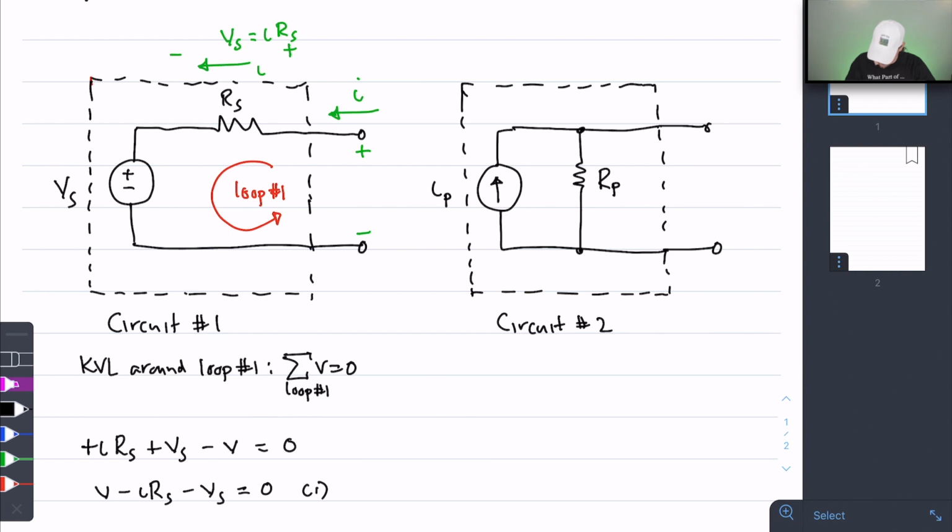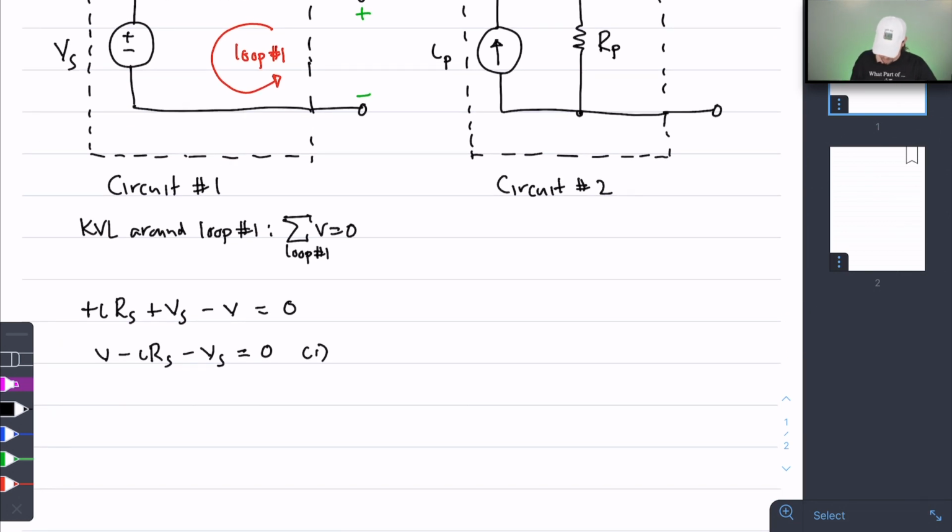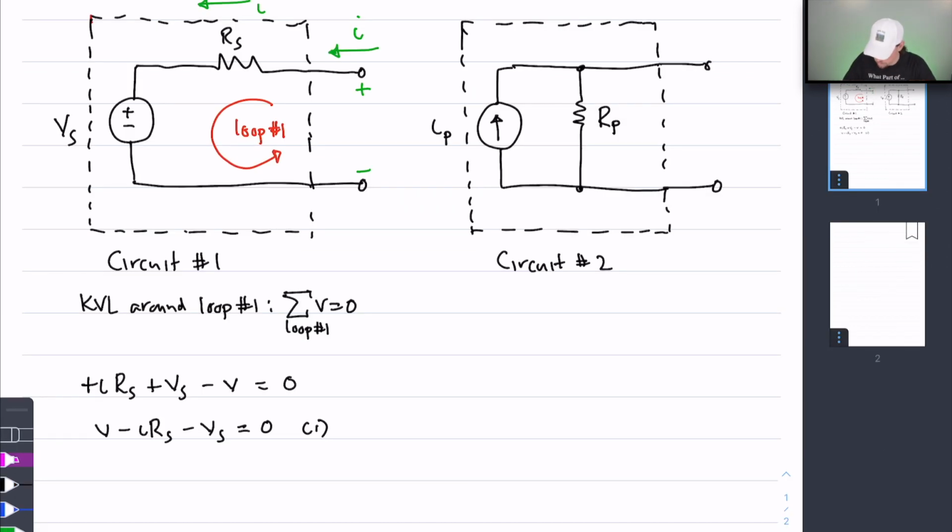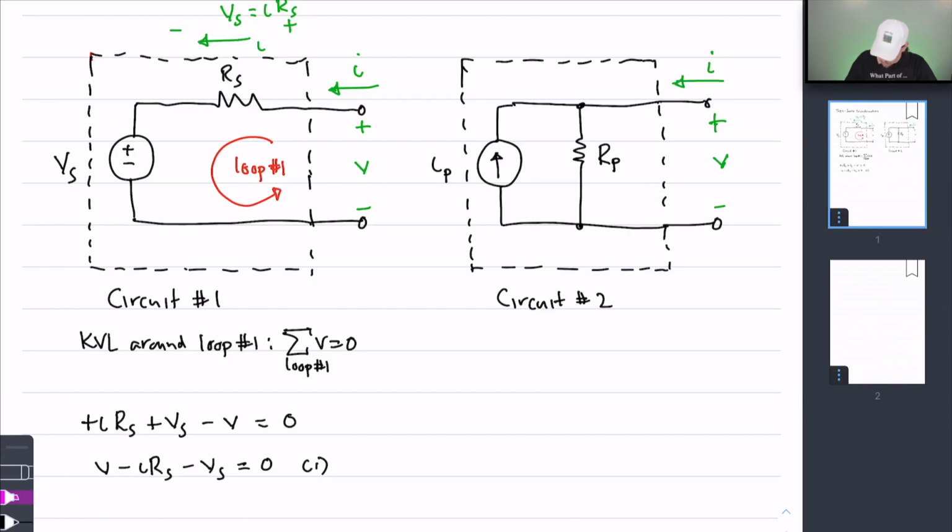Right. Now, for circuit number 2, I'm going to undergo a similar analysis. Now, again, since I want these two circuits to be equivalent circuits, every time I place a voltage across the terminals of circuit number 1, I must be placing the same voltage across the terminals of circuit number 2. So here I'm going to place a voltage with this polarity, and it has the same value as the voltage for the first circuit, and if they're going to be equivalent, then that current I must be identical for both as well.